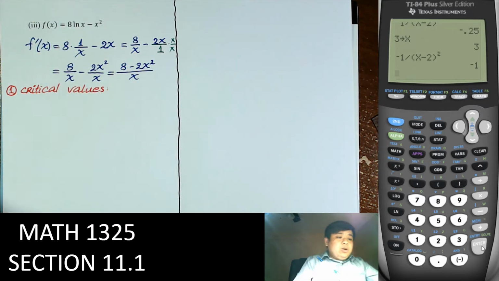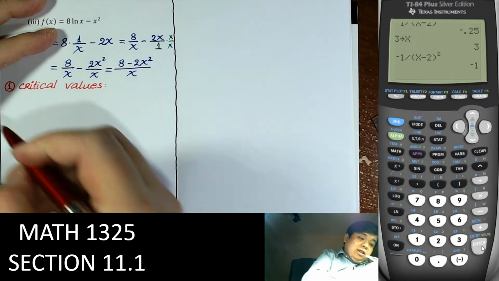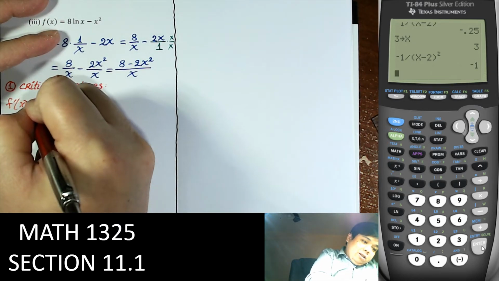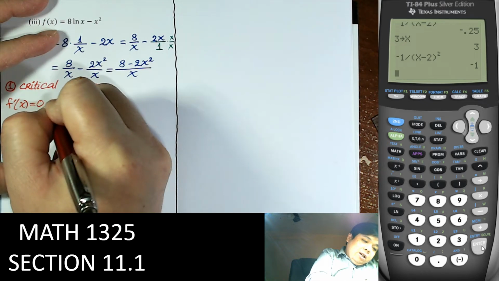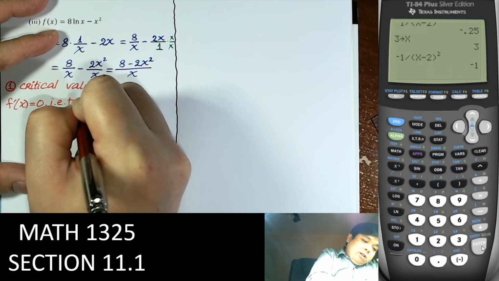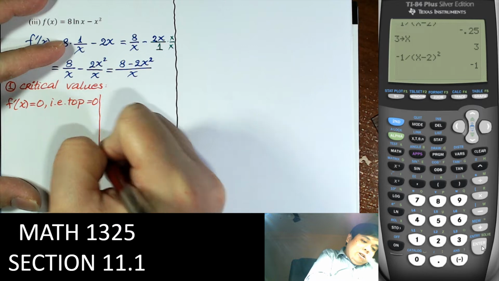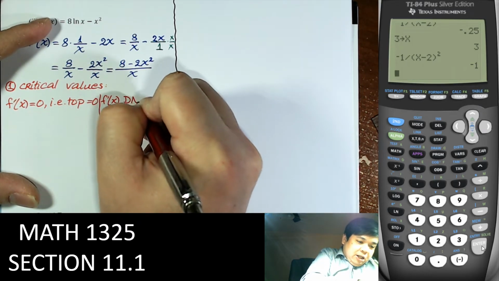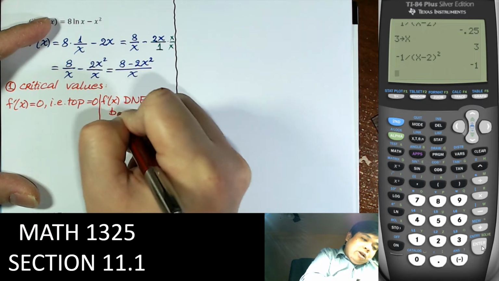Right, so the derivative equal to 0 is where the top is 0. The derivative does not exist where the bottom is equal to 0.